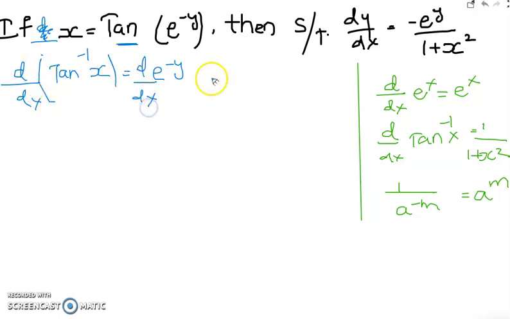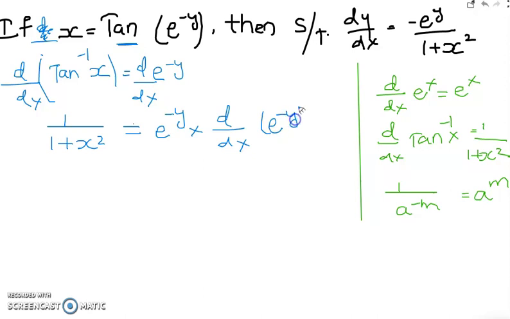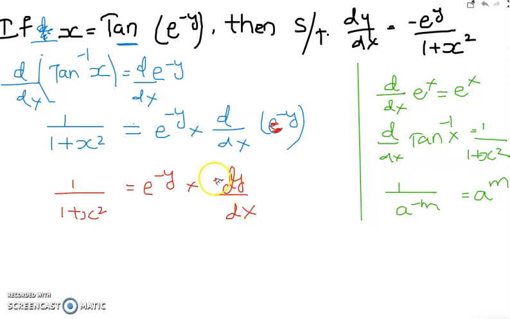Now differentiating with respect to x. d by dx of tan inverse x is nothing but 1 by (1 plus x square), equal to d by dx of e power x is e power x, that is e power minus y, into d by dx of minus y. So 1 by (1 plus x square) equals e power minus y, and d by dx of minus y is nothing but minus dy by dx, right?